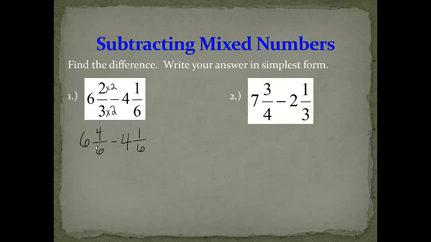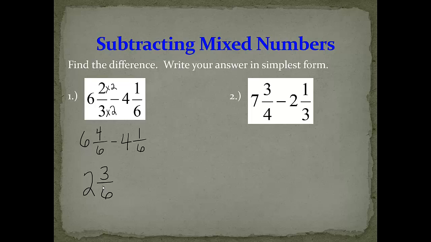Now we can go ahead and subtract our fractions. So we have 4/6 minus 1/6. Since our denominator is the same, we subtract our numerators. So 4 minus 1 is 3. So we have 3/6. Now 6 minus 4 is 2. So our answer is 2 3/6.